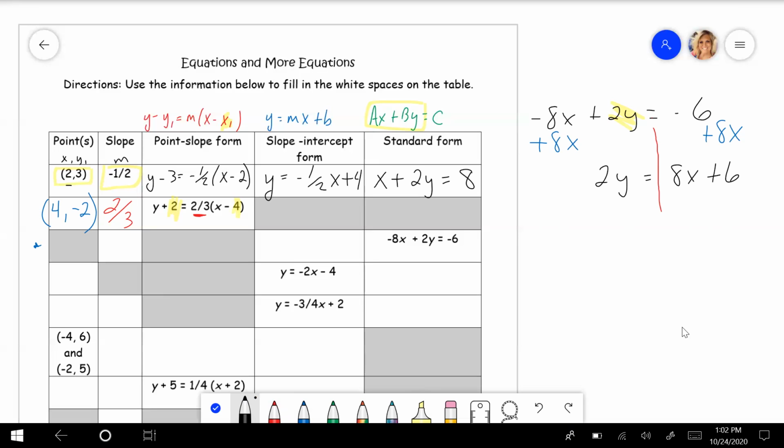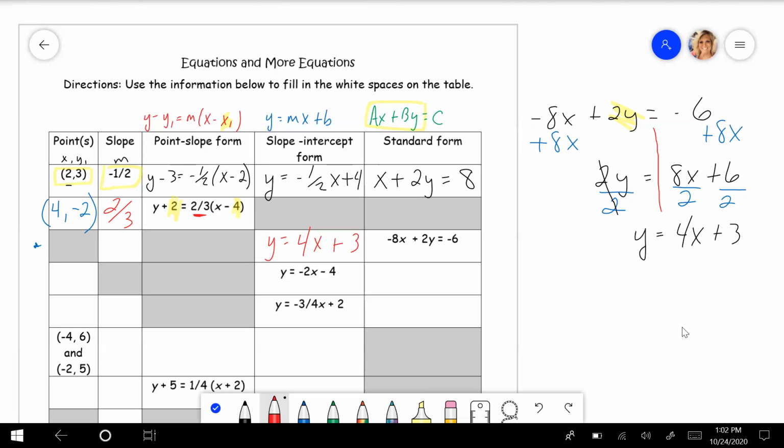Now I need to get the y by itself. So I divide everything by 2. So 2 divided by 2 is 1. So I get y equals 4x plus 3. That's what goes right here. Y equals 4x plus 3.